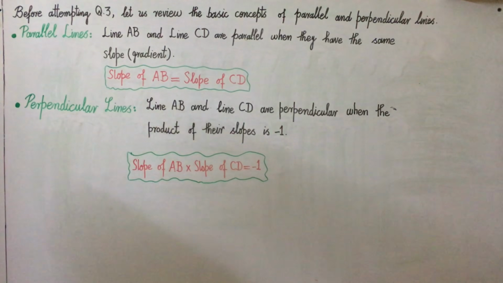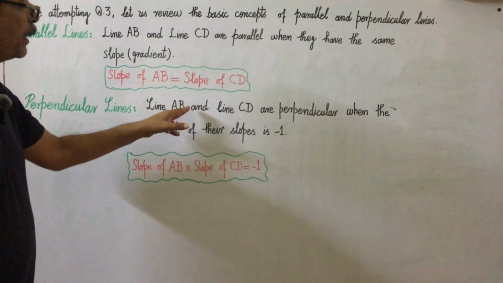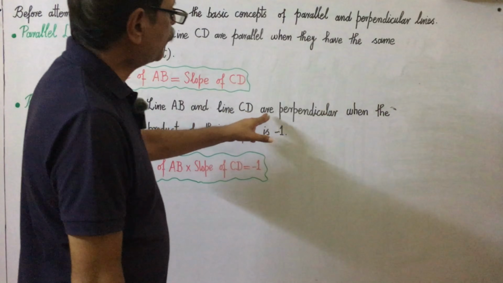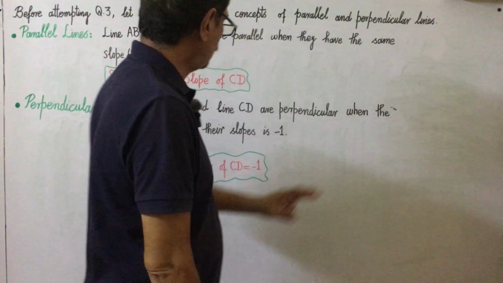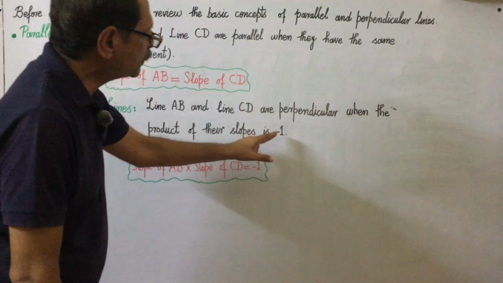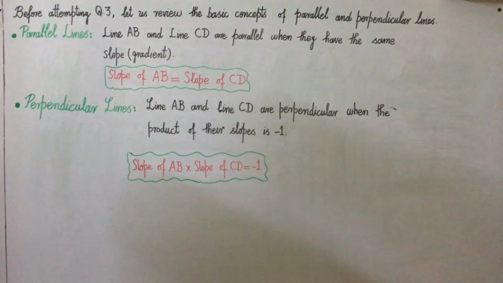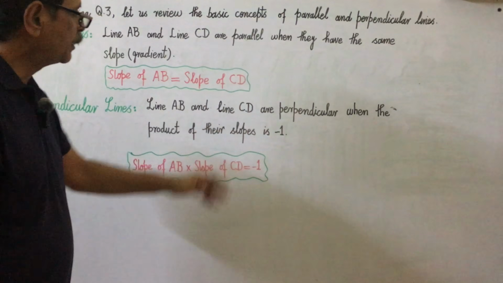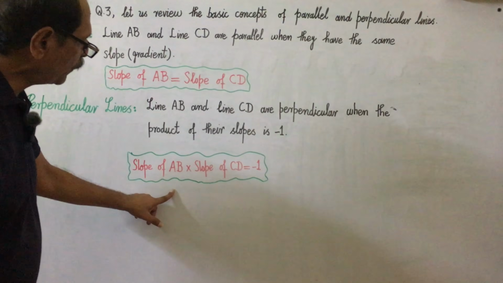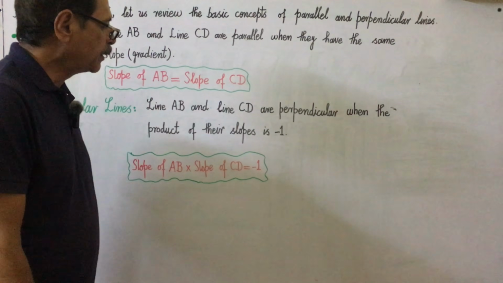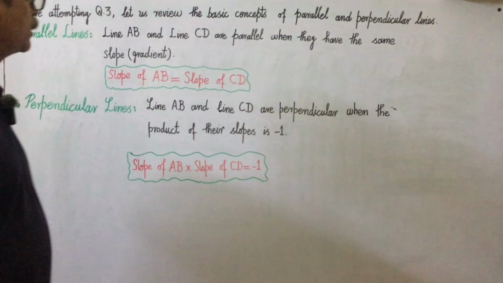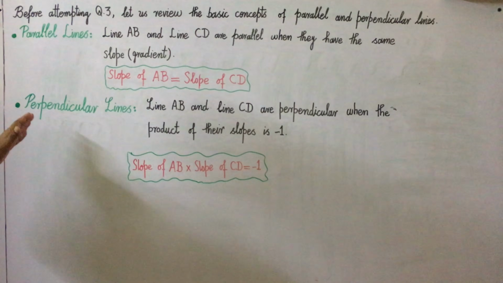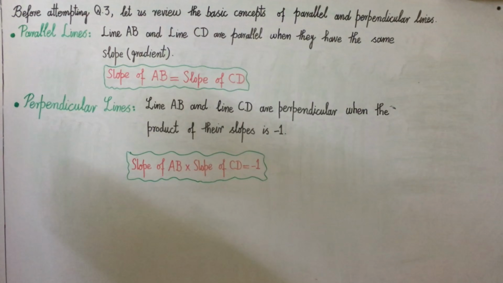Perpendicular lines. When are two lines said to be perpendicular to each other? Line AB and line CD are perpendicular when the product of their slopes is -1. First of all, find the slope of AB, then find the slope of CD, then multiply the slope of AB with slope of CD. If the answer is -1, the lines AB and CD will be perpendicular lines.